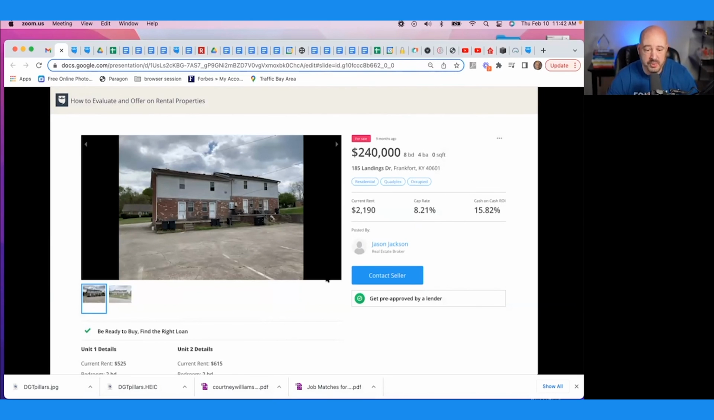From this point, what you would do is you take all the information that you just analyzed and you would verify it. You would call a property manager and say, hey, I'm looking at $625 a month for rent for this unit. Do you agree?